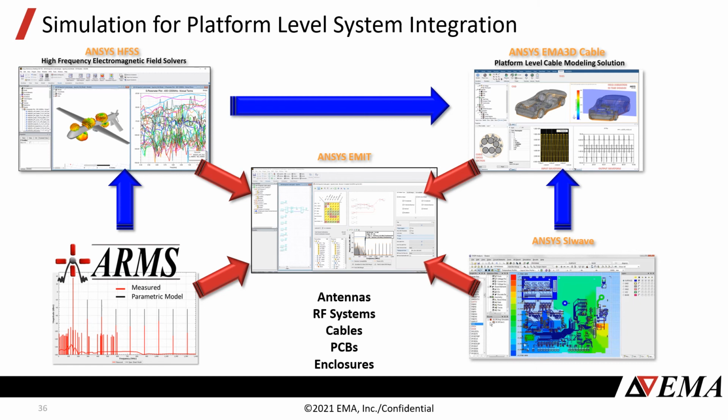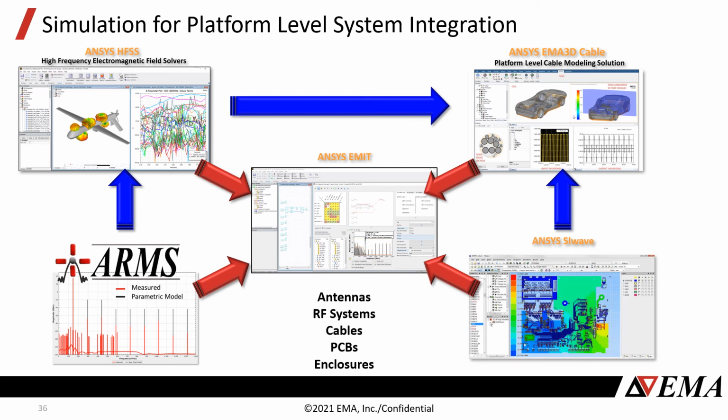ARMS data can be brought in and used to drive antennas in HFSS. We can generate near field sources from HFSS for antennas and bring those into EMA3D Cable. We can bring near field sources for PCBs from ANSYS SIwave into EMA3D Cable. And then EMA3D Cable can be used to compute S parameters for crosstalk, for cable to cable, antenna to cable, a variety of scenarios.